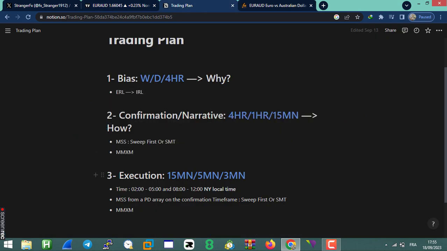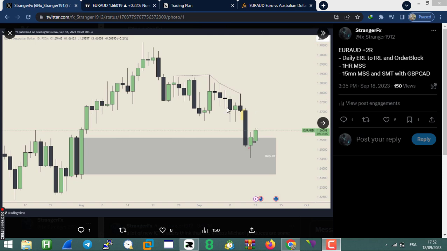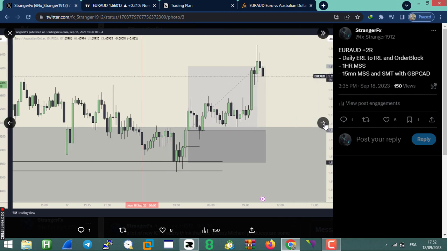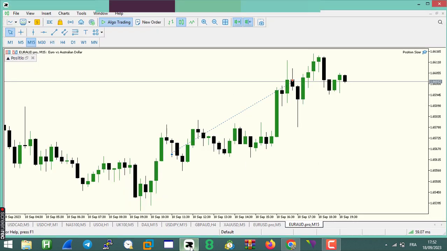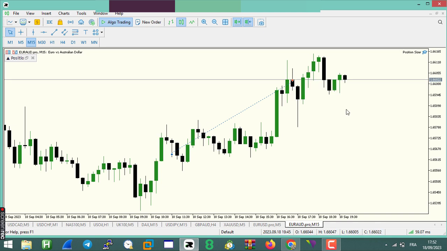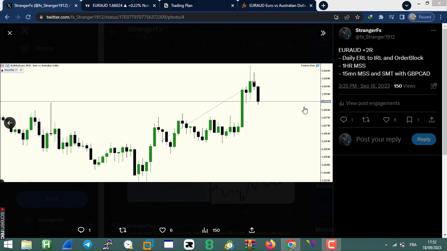And let's get started. So as you can see, here's the trade. I shared that on my Twitter account, as you can see here. And here is the execution for full transparency. So entered here and exited here. And now let's start with the breakdown.